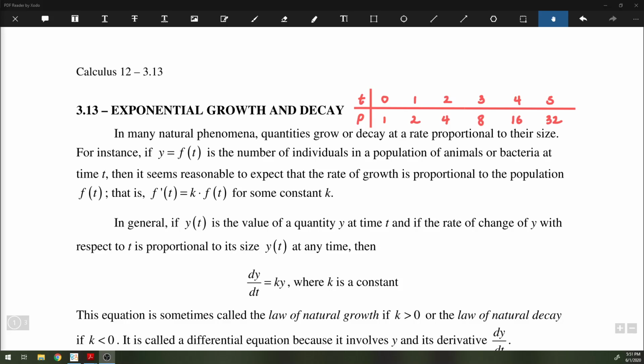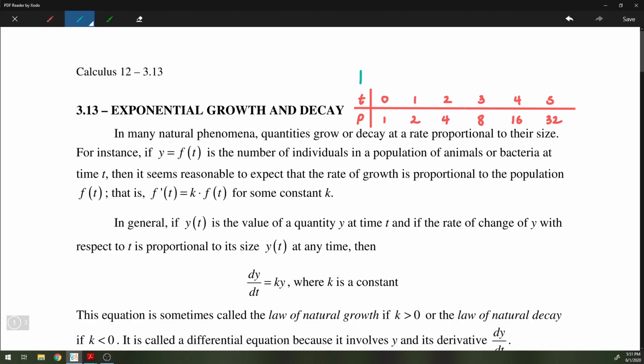Hello everyone. So today we're going to go over section 3.13, exponential growth and decay. As it says here, in many natural phenomena, quantities grow or decay at a rate proportional to their size. So here's an example. On the top right, we have time equal to 0, 1, 2, 3, 4, and 5.